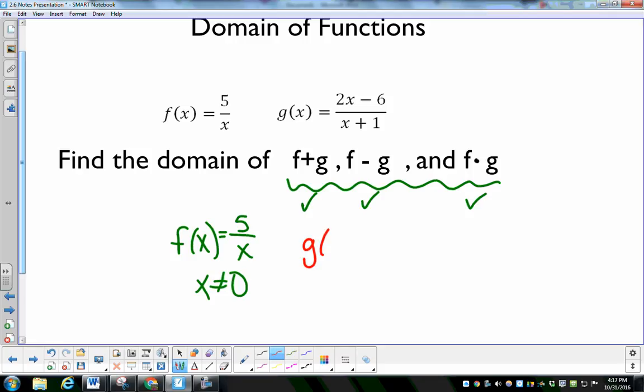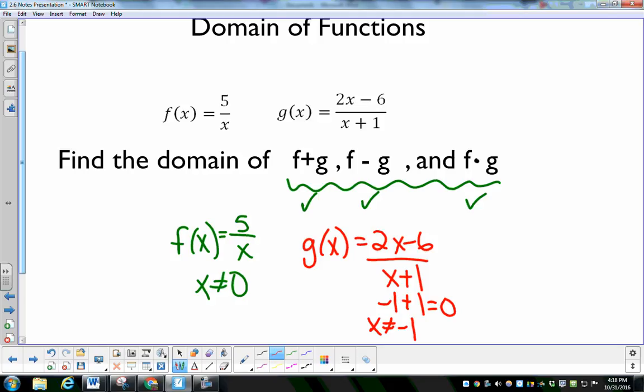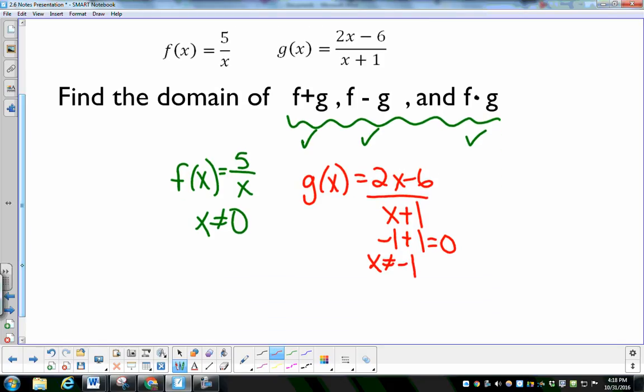If we're looking at g of x, which is 2x minus 6 over x plus 1, well, it doesn't matter what we plug in for x in the numerator, that doesn't matter. But in the denominator, we don't want that denominator to equal 0. And I know that if I put in a negative 1 for x, and I did negative 1 plus 1, that would be 0. That would be bad. So we know that x cannot be negative 1. So there's two restrictions on our x right here. It can't be 0 because that would make f of x undefined, and it can't be negative 1 because that would make g of x undefined.